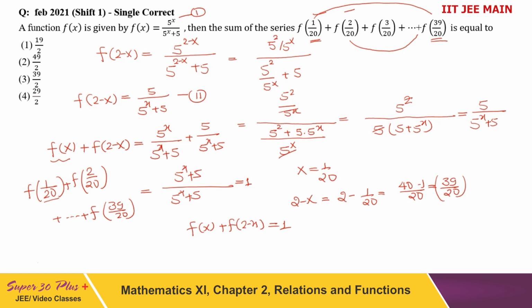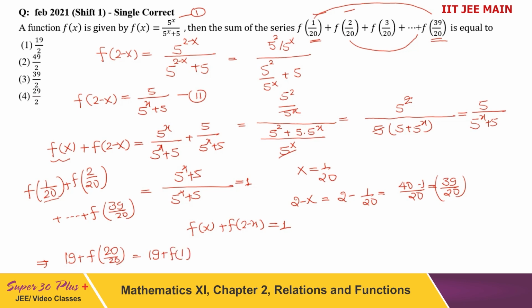Means this series is converted into the f(x) plus f(2 minus x) formation up to 38 terms. Means 1 is related with 39, and similarly so on. 19 upon 20 is also related with some term, and f(20 upon 20) is remaining. The summation will be 19 plus f(20 upon 20). f(20 upon 20) is f(1). It will become 19 plus f(1).